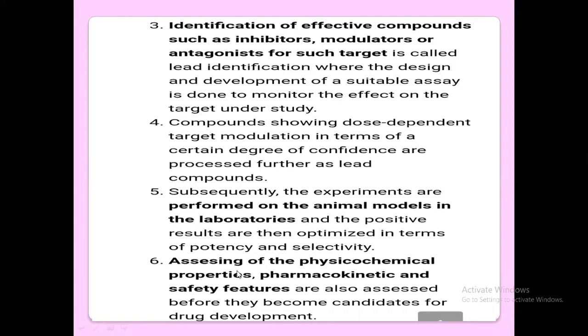The next step is assessing of the physicochemical properties, then pharmacokinetic properties and safety features. Safety, how to store that drug, all those are safety features, are also assessed before they become candidates for the drug development. So before going to manufacture a large scale drug, you have to assess all these parameters for the drug. Then only you will be taking that drug to the pharmaceutical industry, where it will be produced in large quantities.